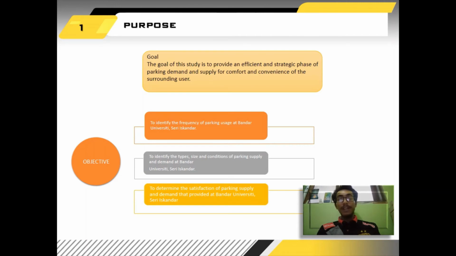The first panel, for parking supply and demand, is the purpose. The goal of this study is to provide an efficient and strategic plan of parking demand and supply for the comfort and convenience of the surroundings. For the objectives: first, to identify the frequency of parking users at Bandar University Seri Iskandar. Secondly, to identify the type, size and condition of parking supply and demand at Bandar University Seri Iskandar. Third and lastly, to determine the recommendations of parking supply and demand provided at Bandar University Seri Iskandar.